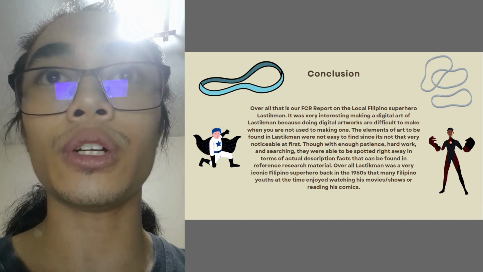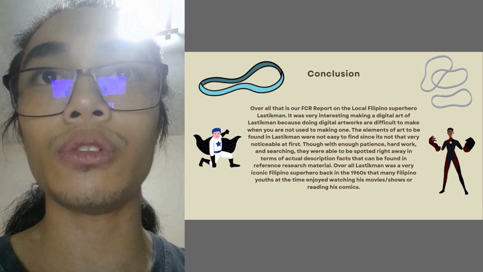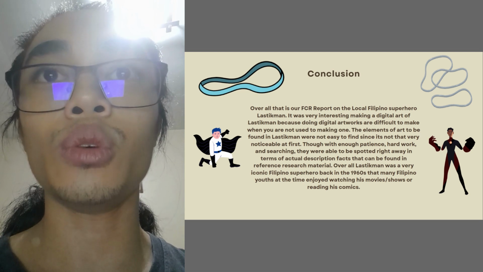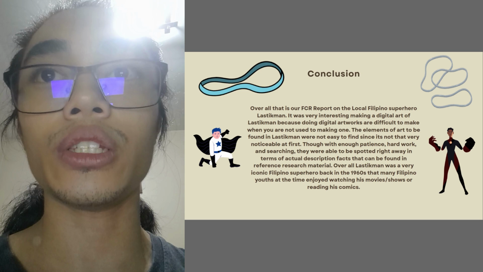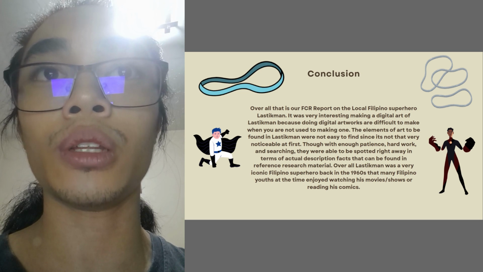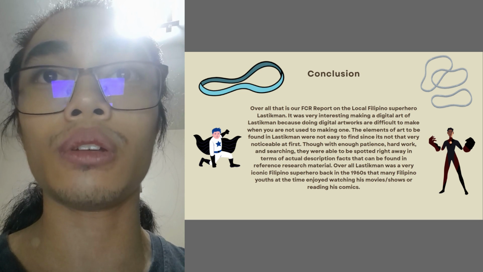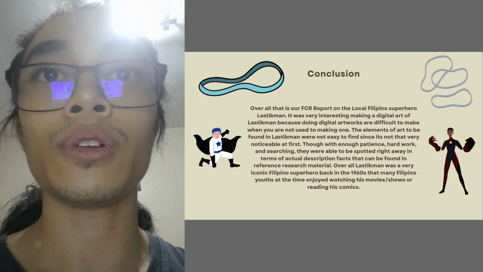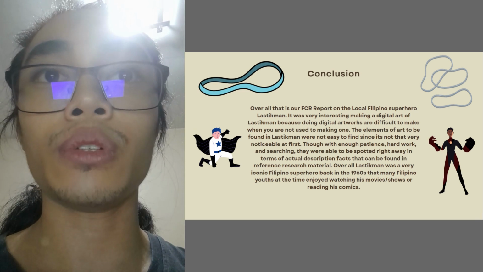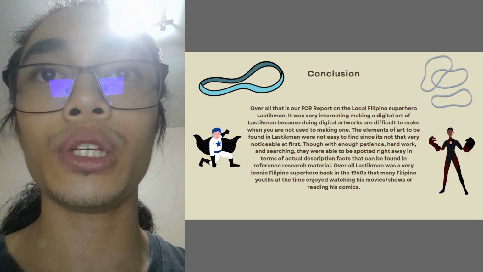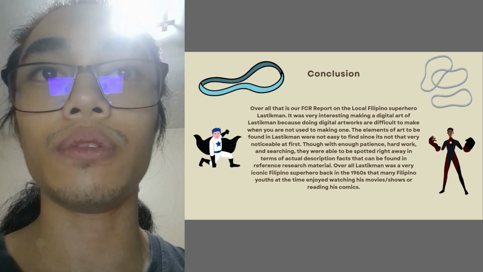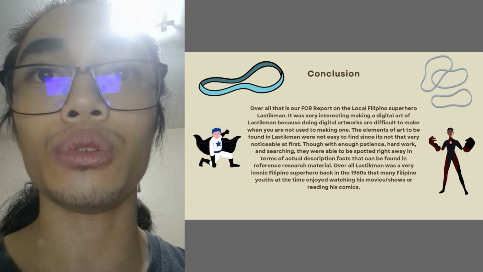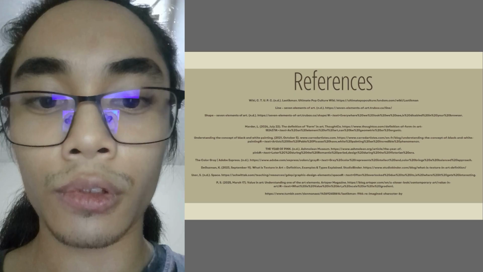The elements of art to be found in Lastic Man were not easy to find since they're not very noticeable at first. Though with enough patience, hard work, and searching, they were able to be spotted in terms of actual description facts that can be found in reference research material. Overall, Plastic Man was a very iconic Filipino superhero back in the 1960s that many Filipino youths at the time enjoyed watching his movies, shows, or reading his comics.